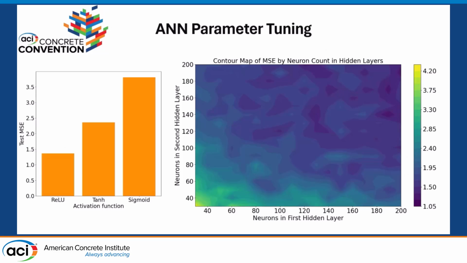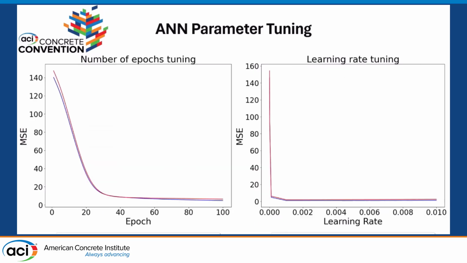So at the same time, we did a parameter tuning for our artificial neural networks by changing the number of neurons in the first and the second hidden layer, and by changing the activation function. We used ReLU, TANH, and sigmoid activation functions. We can see that changing the neurons in the second layer had a better effect in reducing the mean square error compared to changing the neurons in the first hidden layer. We also changed the number of epochs and the learning rates, and we achieved a minimum mean square error for direct tension test of 1.7 megapascal, which we considered acceptable to move forward in our modeling approach.